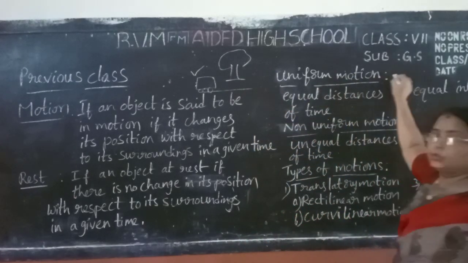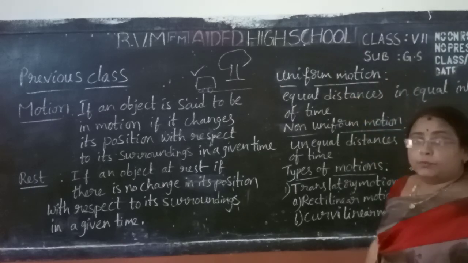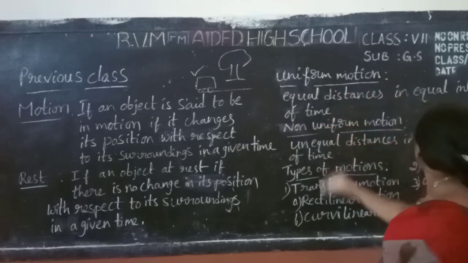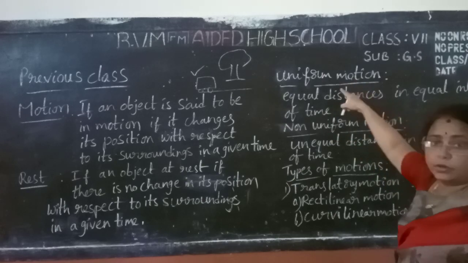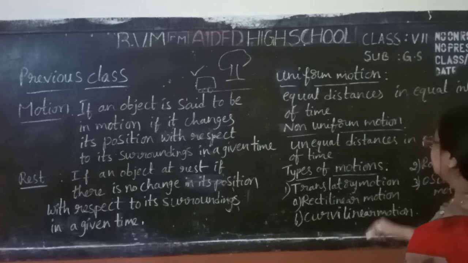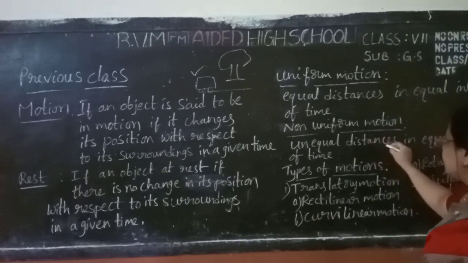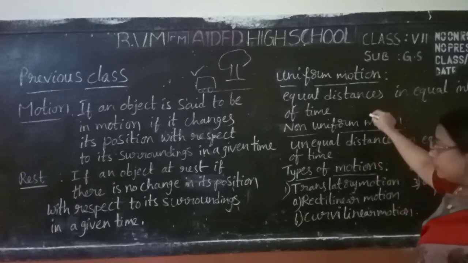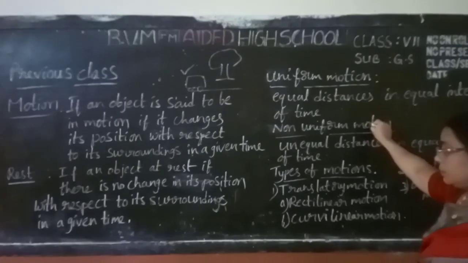Okay, next, uniform motion. What is called uniform motion? If a body covers equal distances in equal intervals of time, that object is said to be in uniform motion. Next, non-uniform motion. If a body covers unequal distances in equal intervals of time, that object is said to be in non-uniform motion.